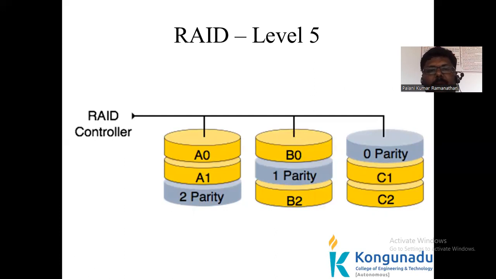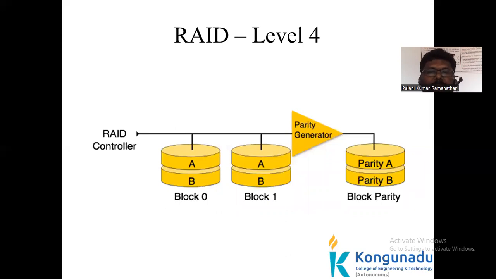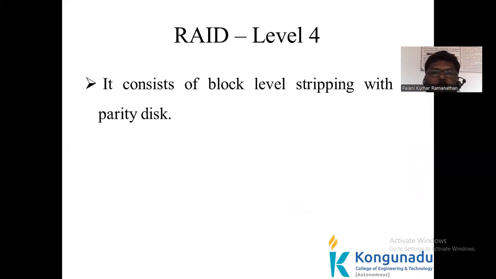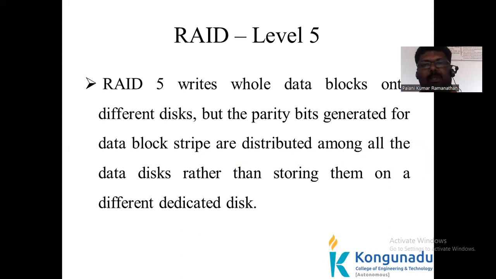And next, level 5. In level 4 we have a separate parity disk in the arrangement, but in level 5 we are not using any separate parity disk. Instead, it is going to store the parity on the same disks. It writes whole data blocks onto different disks, but the parity bits generated for the data block stripes are distributed. Here we are going to store the parity bits in a distributed way.